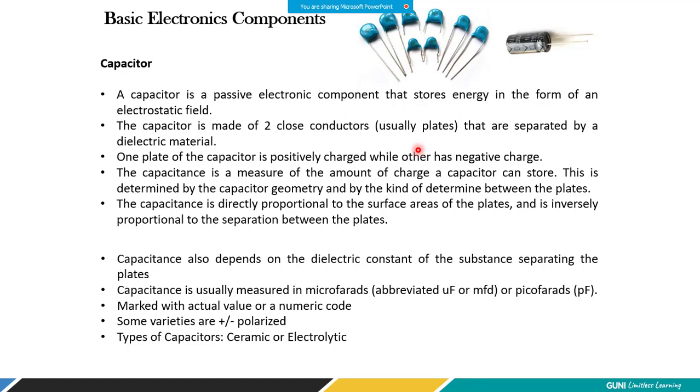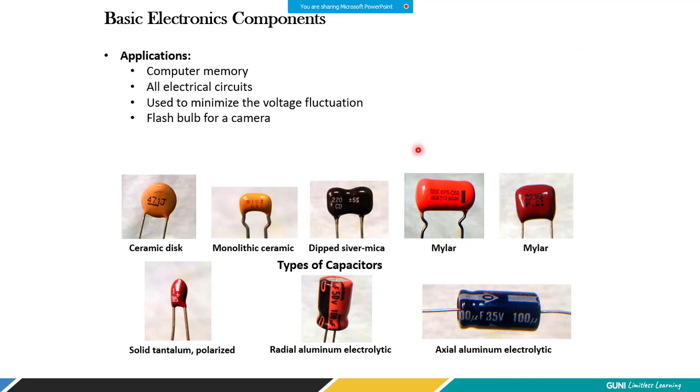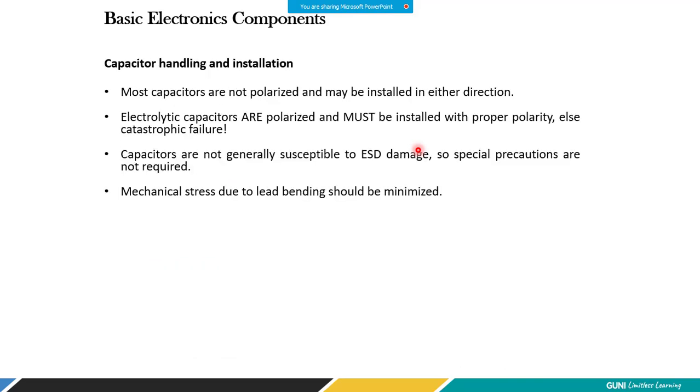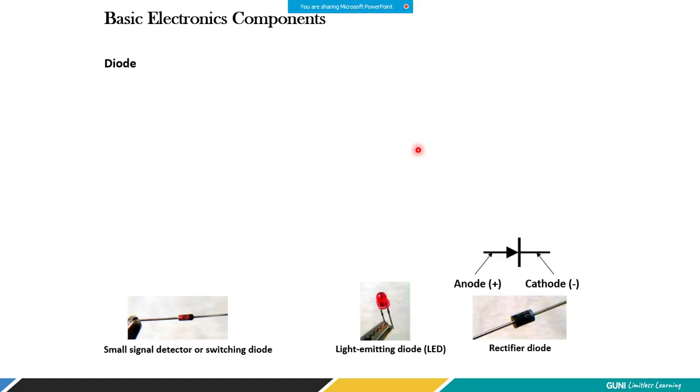If it is polarized, you have to be careful. अगर polarized है और आपने उसको उल्टा supply दे दिया, believe me, it's going to blast, right? What are the applications? Like you can use it in computer memory or electrical circuits used to minimize the voltage fluctuation. Very important. Flash bulb for a camera, right? So these are the different kinds of capacitors you have available, right? Most capacitors are not polarized and may be installed in either direction. So if it is non-polarized, you can use it the way you are using resistors. Otherwise, you have to be careful, right?